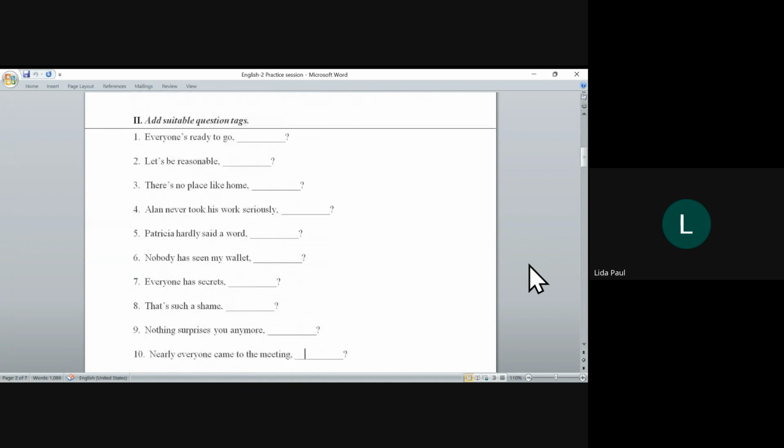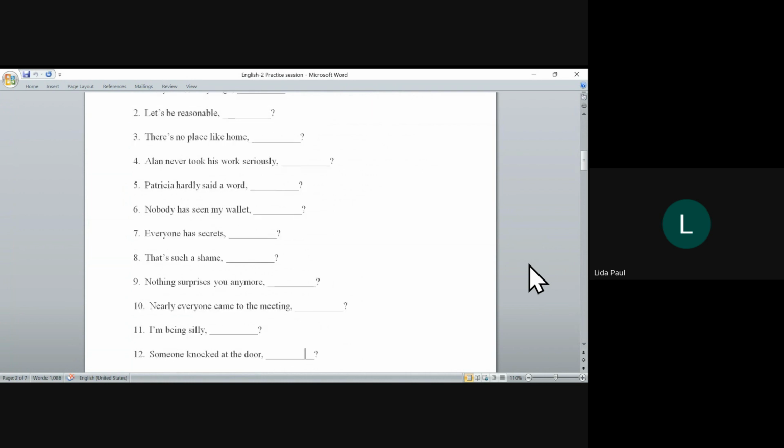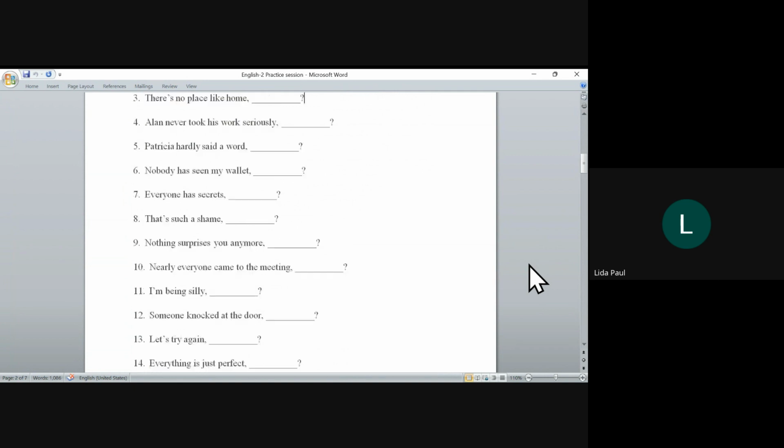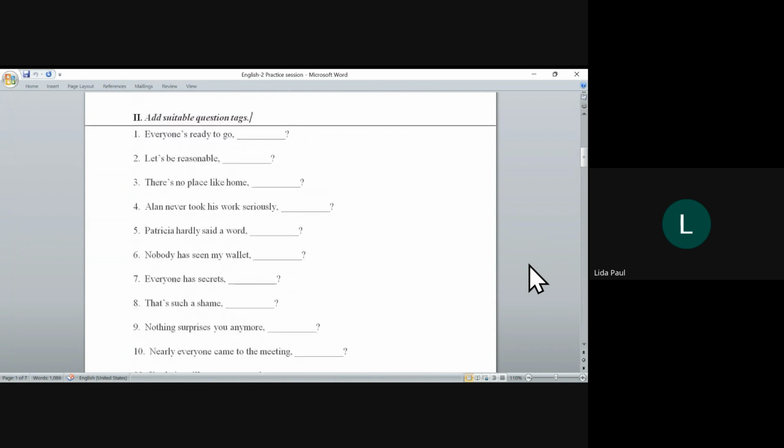We'll go to the next one, question tag. Can you try solving them? We'll do all of these, because question tags are easy. So no problem. Everyone's ready to go.